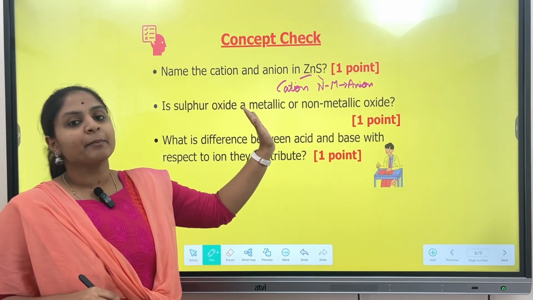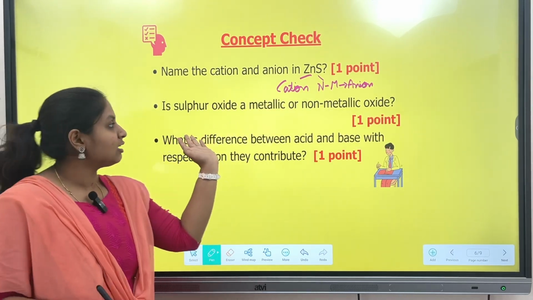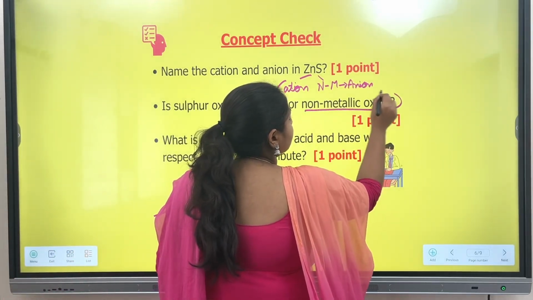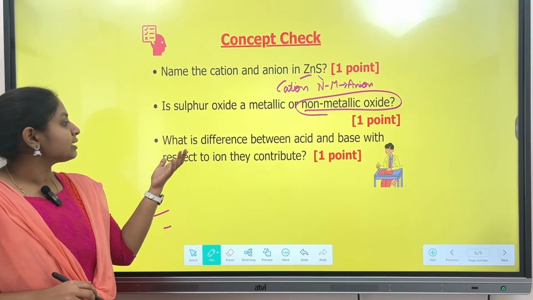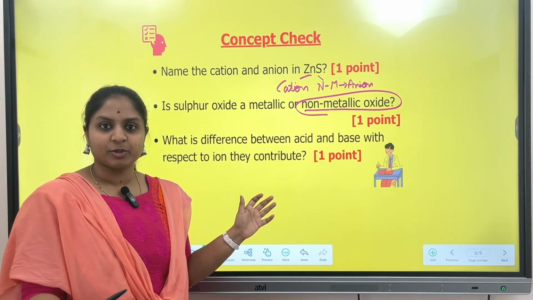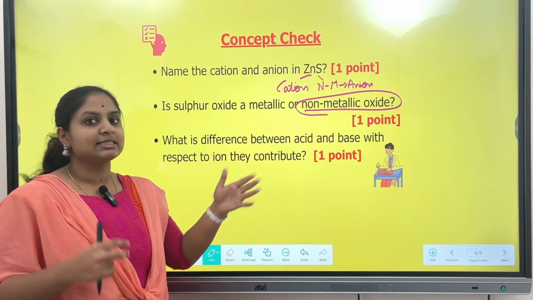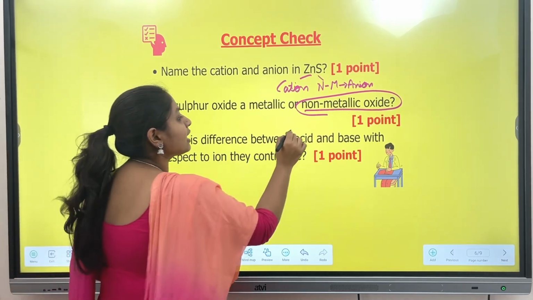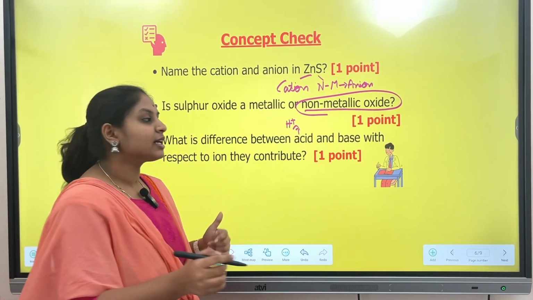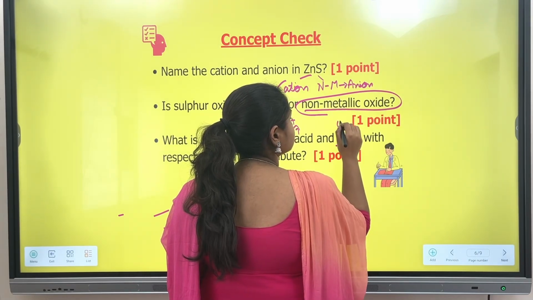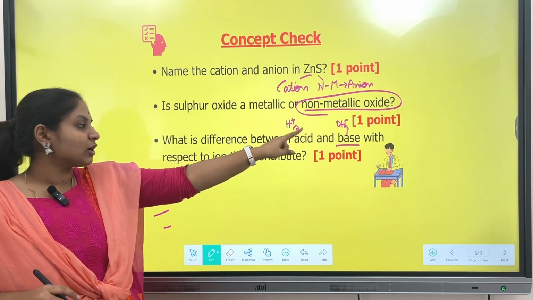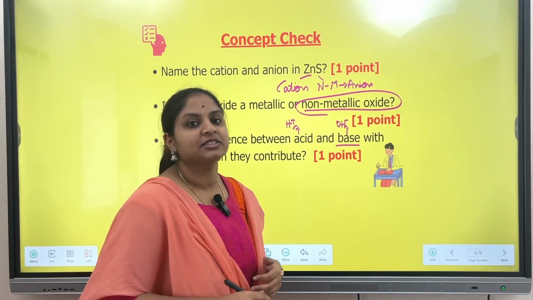Now, is sulfur oxide a metallic or a non-metallic oxide? Sulfur is a non-metal, so it is going to form a non-metallic oxide. Next, what is the difference between an acid and a base with respect to the ion they contribute? We studied that in the previous slide. Acids, when they react, what are they giving? They are giving H plus ions. And bases, when they react, what will they give? They will give OH minus ions. So the ion differentiation is acids give H plus ions and bases give OH minus ions.